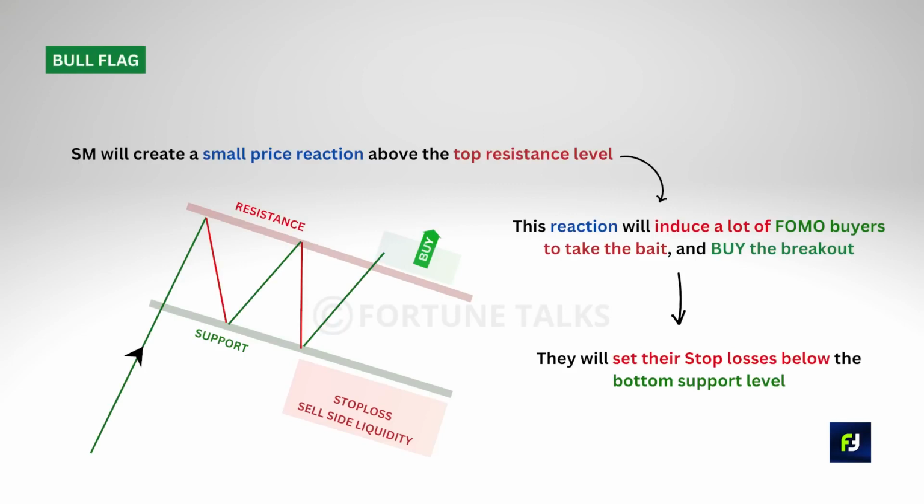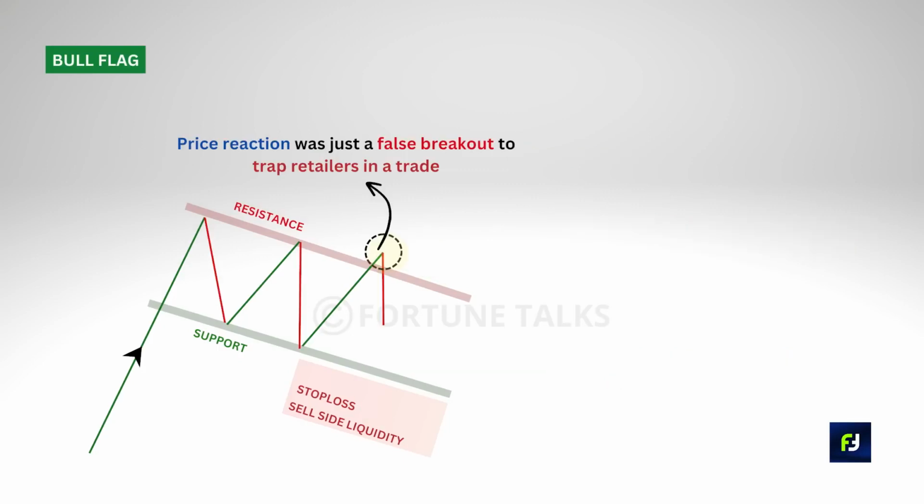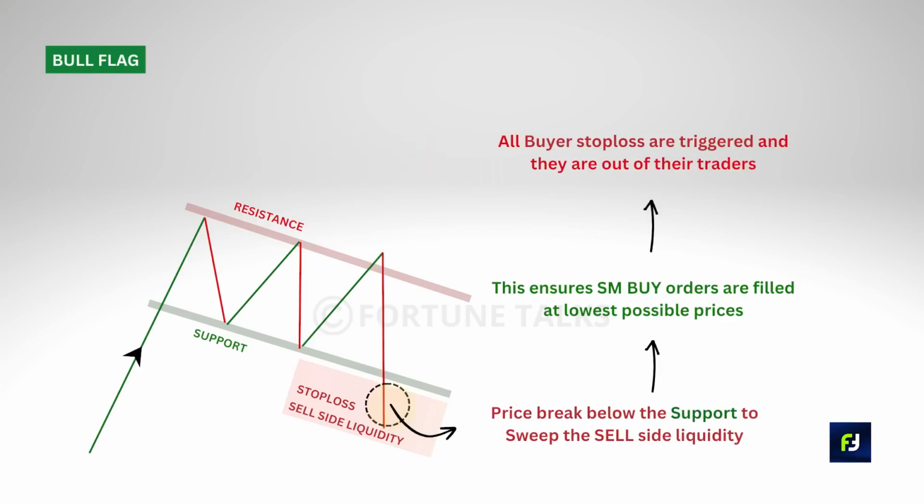And these traders would rush in and place their buy market orders and buy limit orders above the resistance in order to buy, and they will in turn set their stop losses below the bottom support level. But most probably, this reaction would be a false breakout to trap the retailers into taking a trade. Now, the price would move lower and break below the bottom support level, where lies a large cluster of sell side liquidity, and these institutions will ensure that all their buy orders are executed at the lowest prices possible.